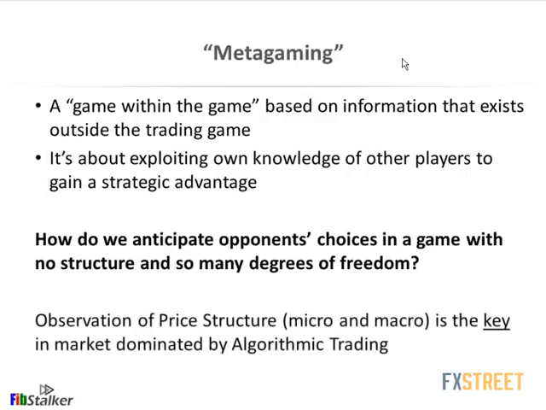So observation of price structure, and I'm getting into it, to me, micro and macro is the key in modern markets that are dominated by algorithmic trading. And the fact that there is a lot of algorithmic trading out there is a kind of participation that we have to relate to, because our opponents might not really be humans, but they might be algorithms, as I'm going to show you in 1 minute.